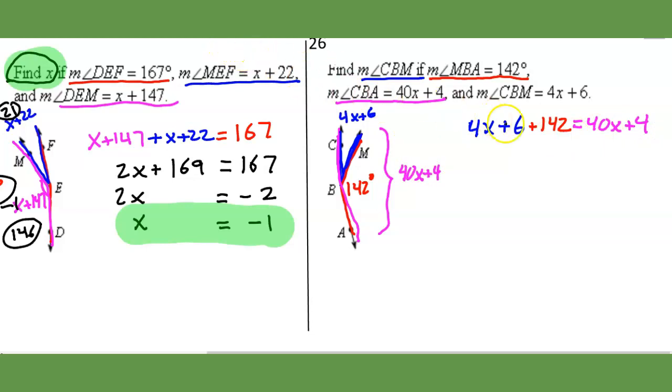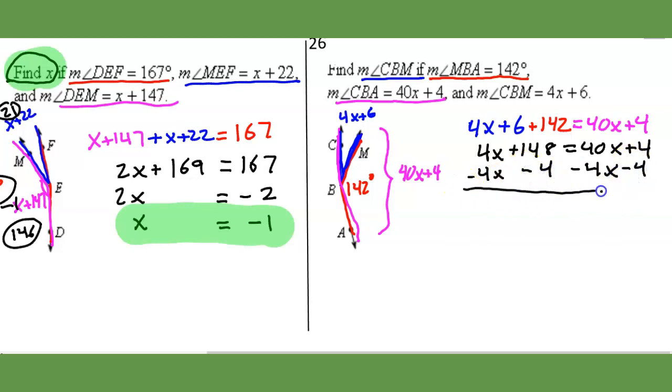Let's do a little algebra. So we have 4x plus 148. Right-hand side stays the same, and then we can do some solving. Subtract 4x on both sides. Subtract 4 on both sides. So we'll have 144 is equal to 36x. And when we divide both sides by 36, we get x equals 4.